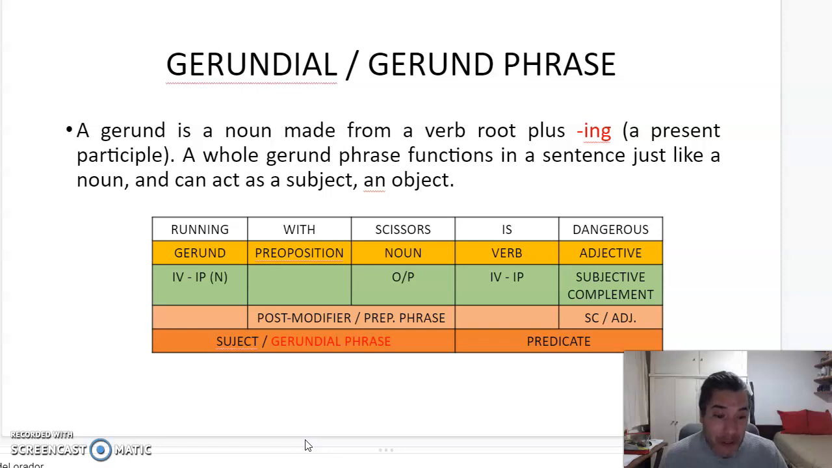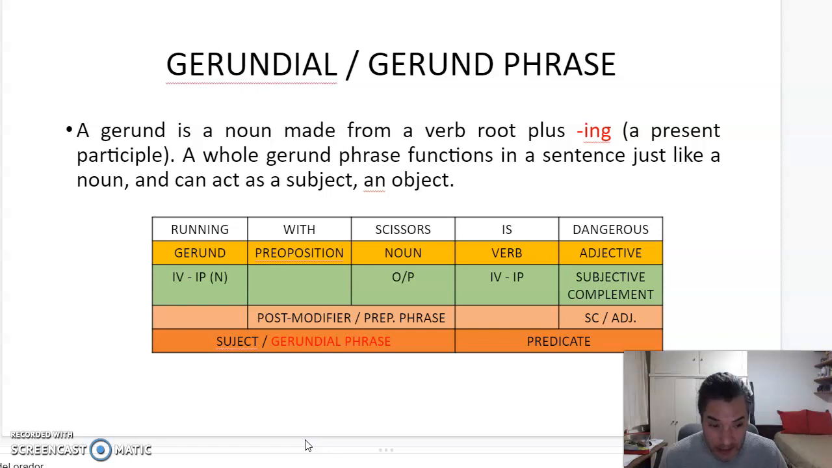What you have to know here is that we are going to deal with gerunds or gerundial phrases. Sometimes people use gerundial phrases or gerunds, and these gerunds are very interesting because they are verbs, but they act as nouns. For example, running with scissors is dangerous.